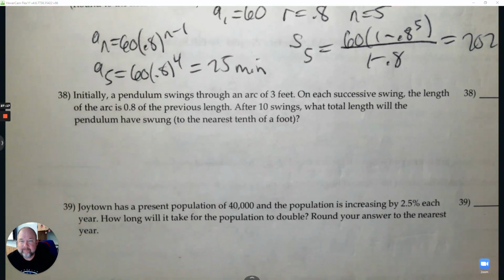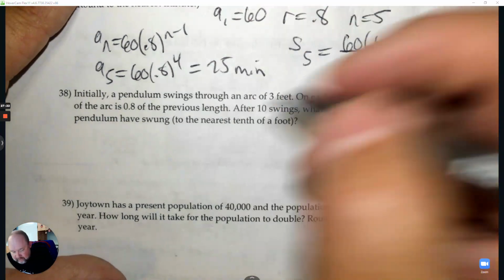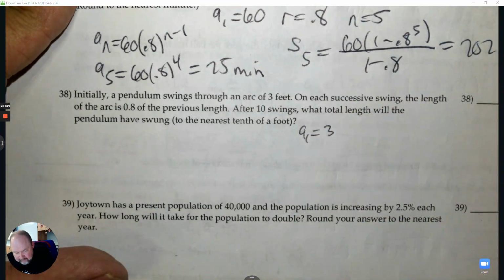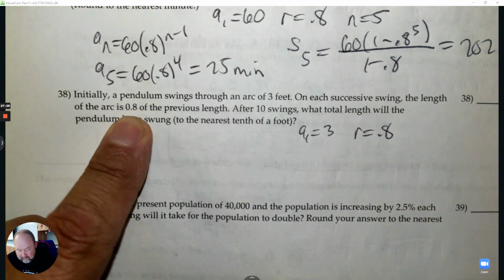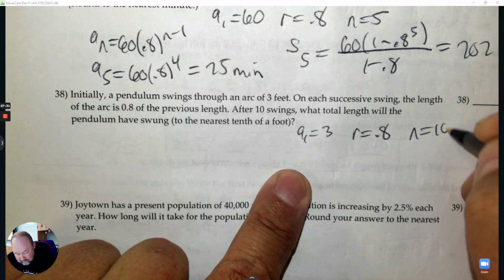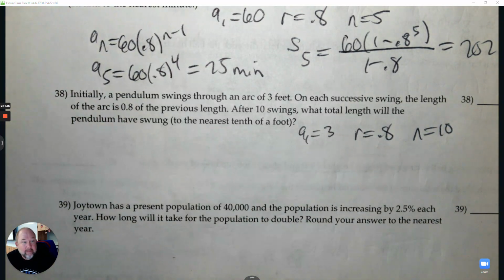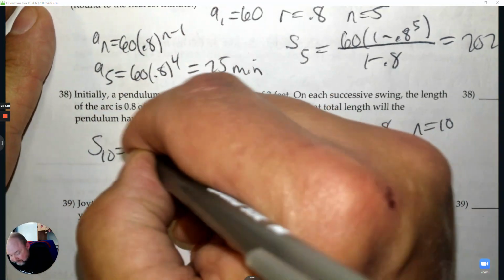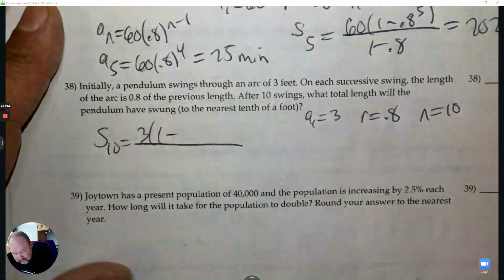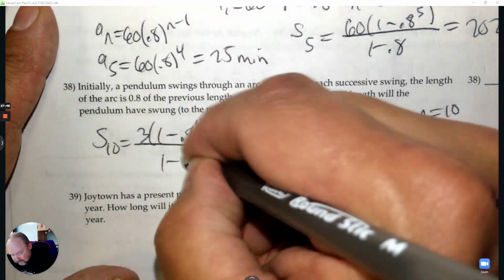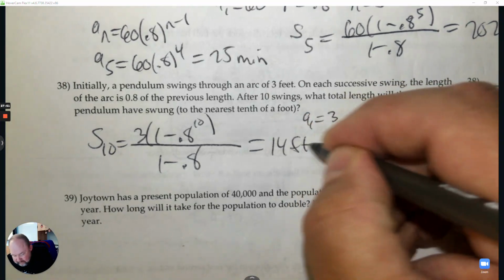Number 38. Press pause, you can try it. Initially, a pendulum swings an arc of 3 feet. That's A1. And then each one is 0.8 of the previous length, and then 10 swings. What's the total length the pendulum has swung after 10 swings? So this is, we're adding, because of the word total. We're going to go A1 times 1 minus 0.8 to the 10 over 1 minus 0.8. Know the formula, use it, and you get about 14 feet if you round it.